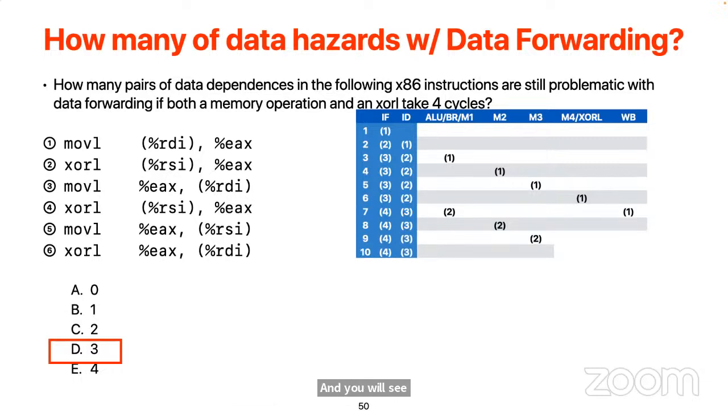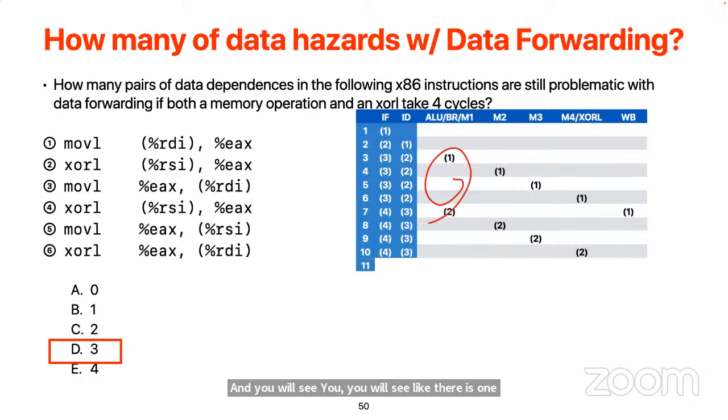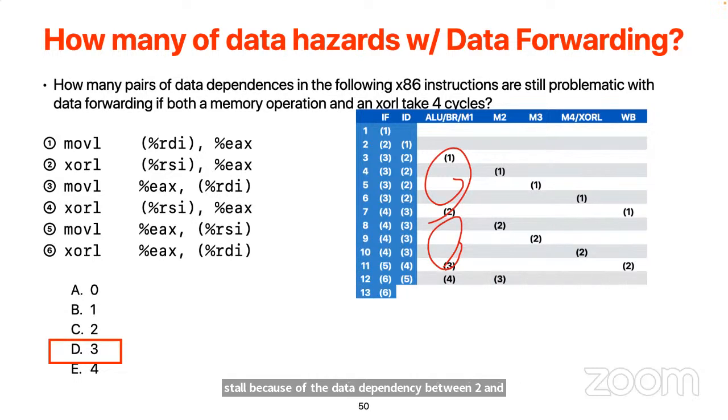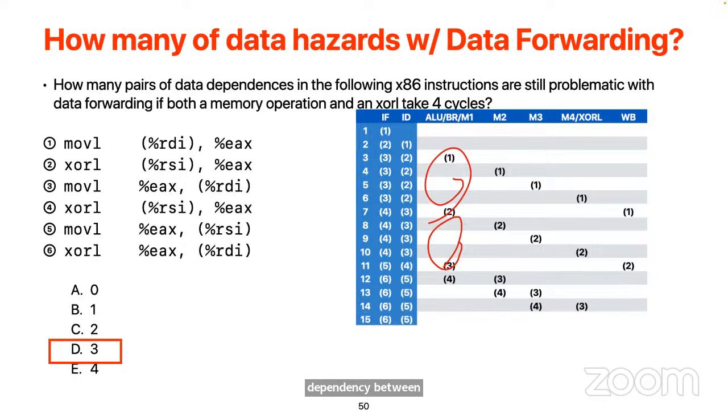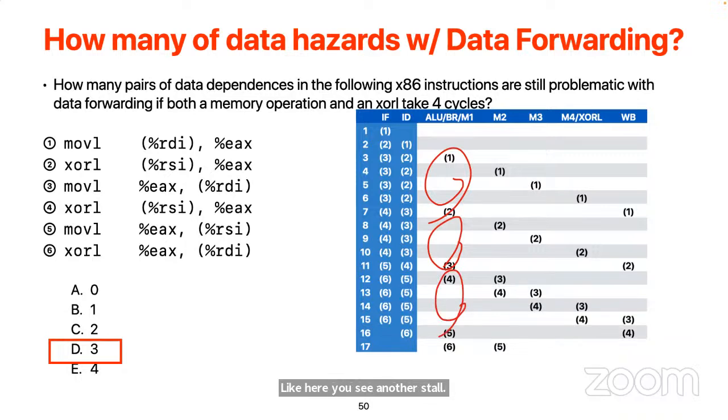one stall because of the data dependency between 1 and 2, and another stall because of the data dependency between 2 and 3. And then you will see another stall because of the data dependency between 4 and others. Like here, you see another stall.